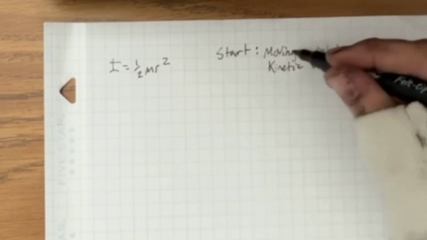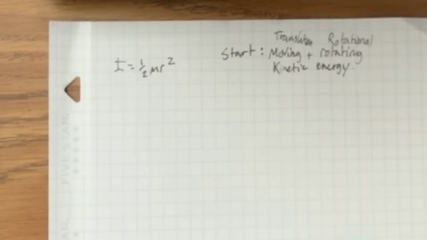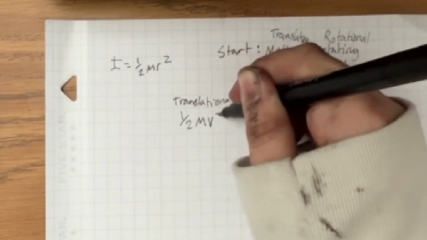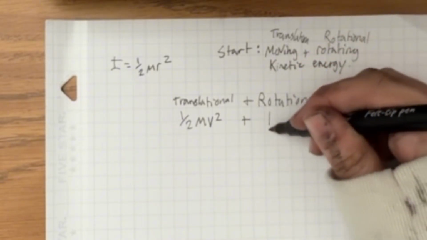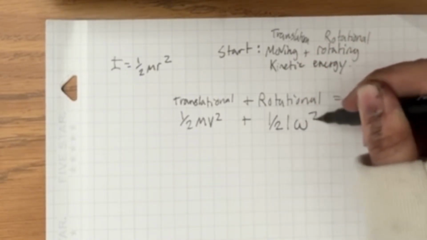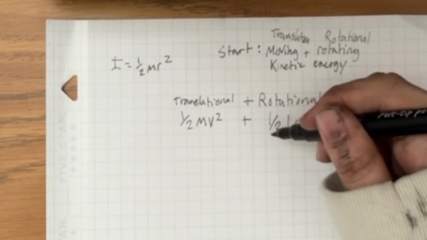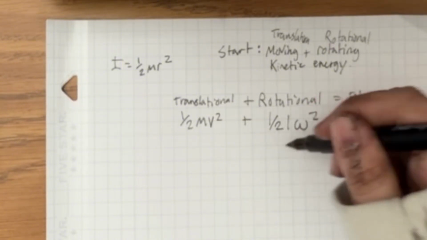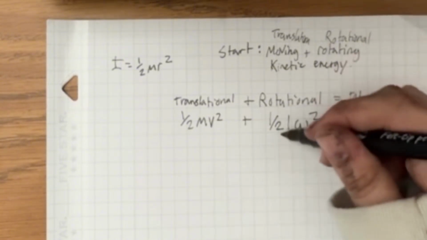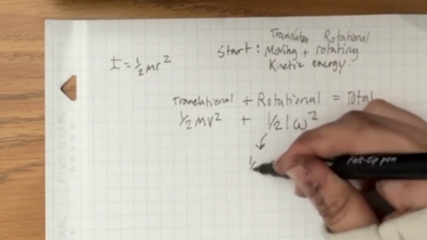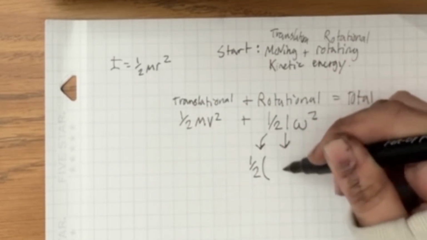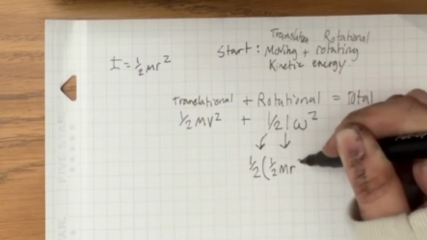kinetic energy in this. For linear or translational kinetic energy, the equation is 1/2 mv squared, and for rotational kinetic energy, it is 1/2 I times angular speed squared. Looking at the moment of inertia for a cylinder, we have to substitute that in for the I. The 1/2 stays the same, so we're going to put it on the outside. Then we substitute the I with 1/2 mr squared.